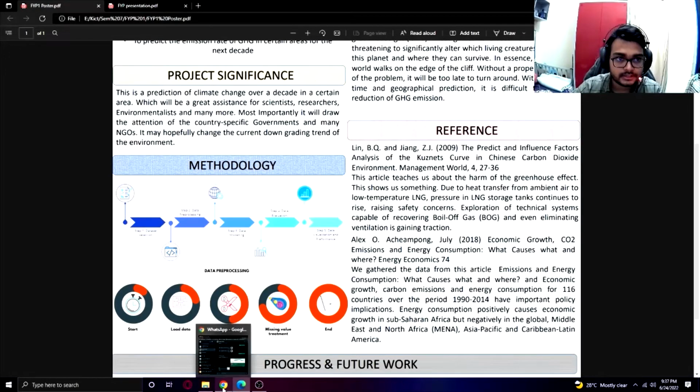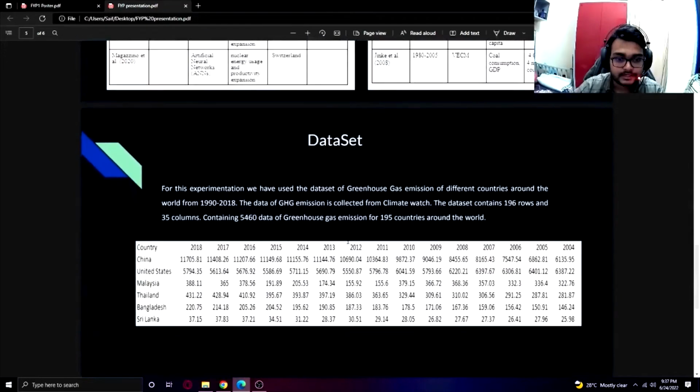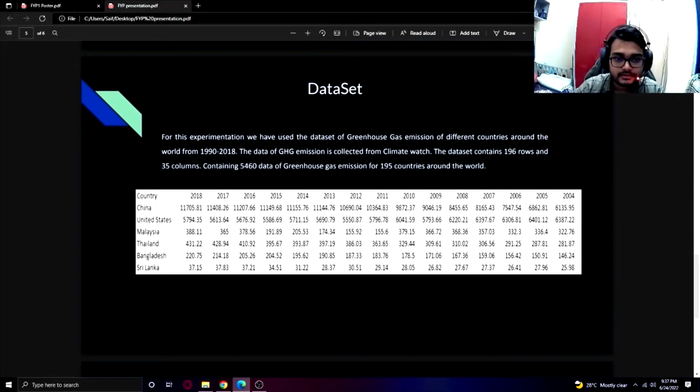Now, allow me to move on to the presentation slide. The dataset consists of 1990 to 2018 data. We have more than 196 countries and emissions over more than 3 decades. Here we'll only choose the 6 countries that we have mentioned before in the categories we have mentioned. All of this dataset is collected from Climate Watch and NASA in some cases. The dataset contains about 196 rows and 36 columns, containing more than 5,460 data points of greenhouse emission over 195 countries.